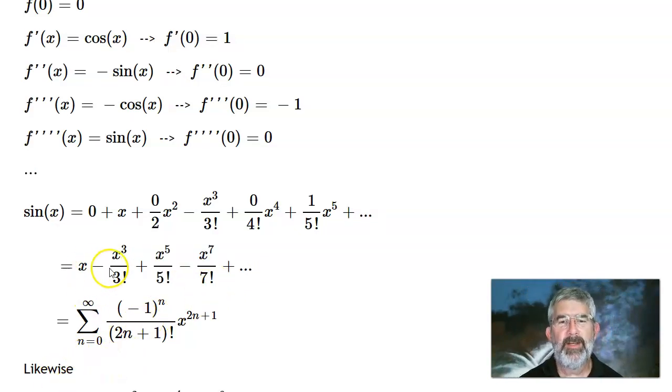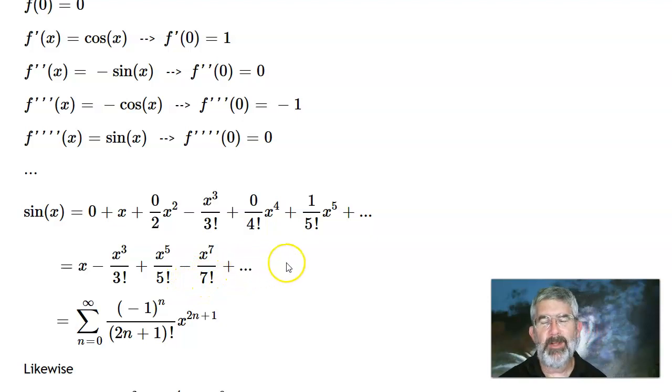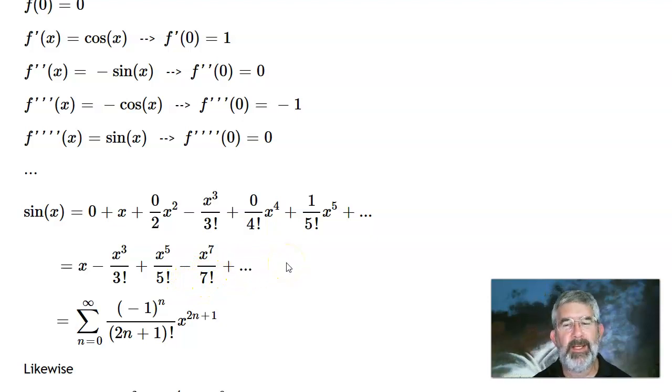That looks better. x minus x cubed over 3 factorial plus x to the fifth over 5 factorial minus x to the 7 over 7 factorial plus and so on. The later in the day it gets, the harder it seems to me to be able to edit my own work here and see the mistakes before I get to the point of trying to record.